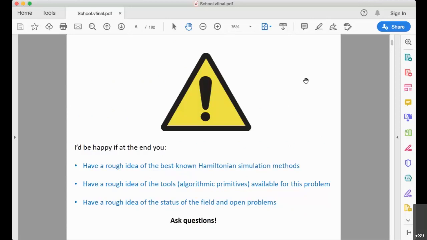And I also would be happy if at the end you have an idea of what the status of the problem is, what the status of this is in the field, and what some open problems are that you may be interested in working on later. All right.